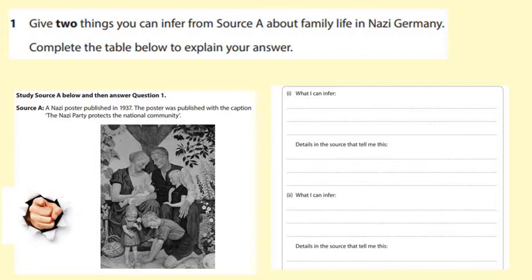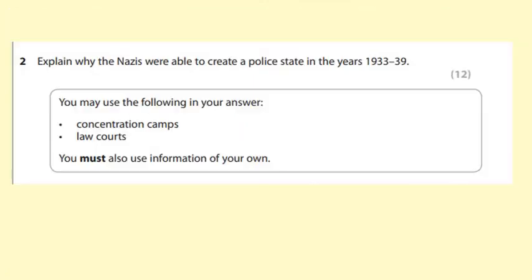Let's have a look at question two. So question two will always be an explain why question. You have practiced answers to this style of question lots. Remember, you need to highlight the keywords, and in this case, those are Nazis creating a police state. So the question's asking you to look at why the Nazis were able to create a police state in the years 1933 to 39. So the police state bit is what's the important part of this question.